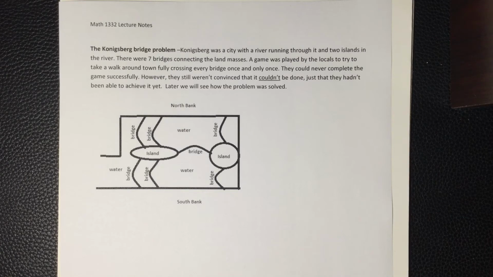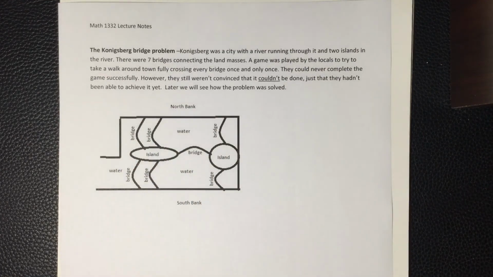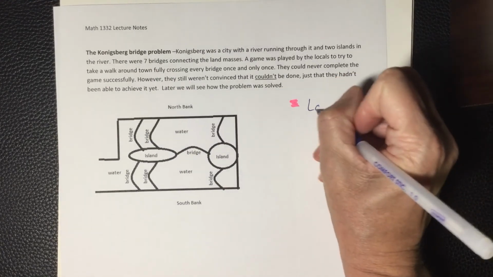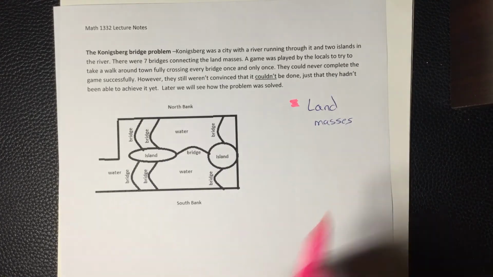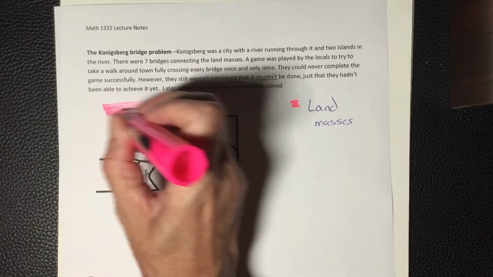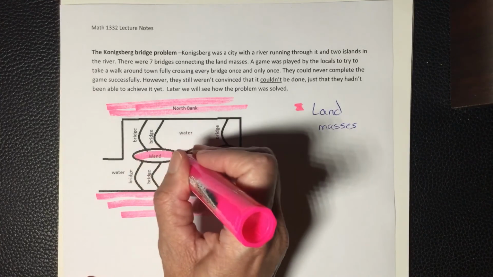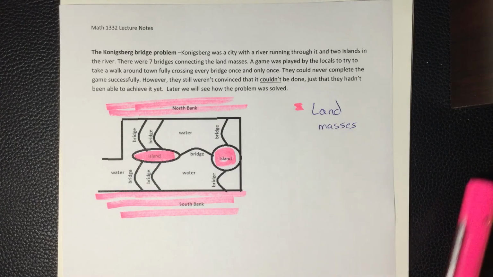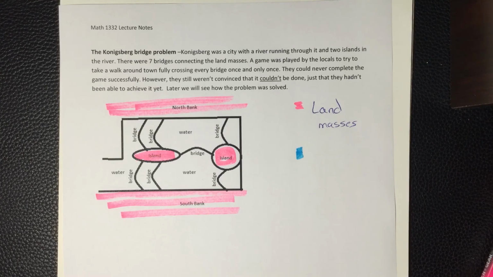So just to give you an idea how this problem is set up. This is supposed to be the river running through the town. If we think of pink as being land masses, sorry, I don't have a green highlighter with me. Okay, so here's one bank of the river, so all of this is land. Here's the south bank, so all of this is land. And then the islands in the middle are land. And then each of these marks are going to be bridges. So I'm going to use blue for the bridges.